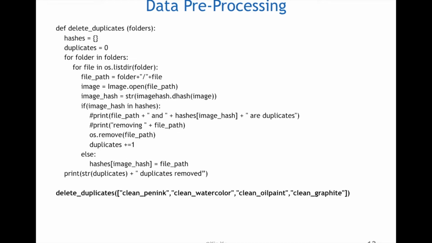The second step of data preprocessing, I'm removing any duplicates I find in the folders. I loop through the four folders you see below in the function call: clean pen ink, clean watercolor, clean oil paint, and clean graphite. I'm going through each of them and getting a hash of the image bits. If I see that any of the hashes match, I delete one of the images.